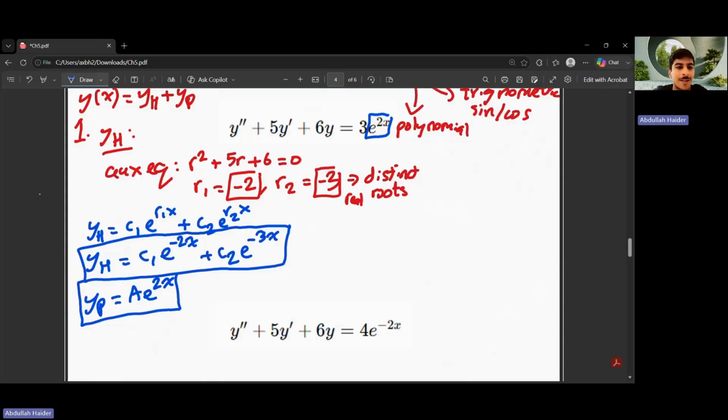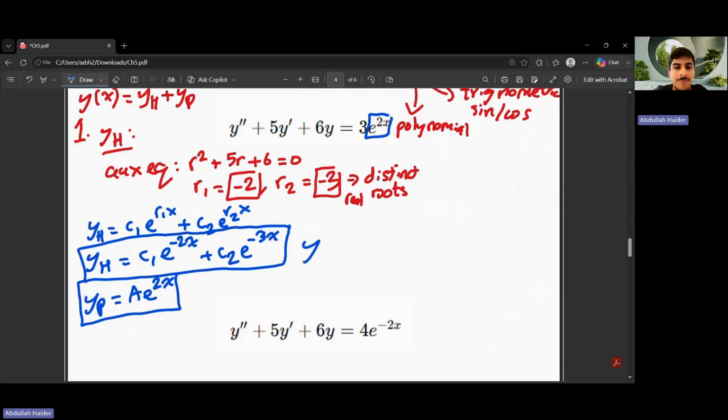So as I said before, you check YH with what you have on the right side. E power -2x is not the same as e power 2x. E power -3x is not the same as e power 2x. So you will not multiply this by any x or x squared. We will always have this a for the yp, because this can be any constant. It can be -2, it can be 0, it can be 3. So this is the yp. And I think you might still be confused about why we have e power 2x, but hopefully this will be resolved in the following problems.